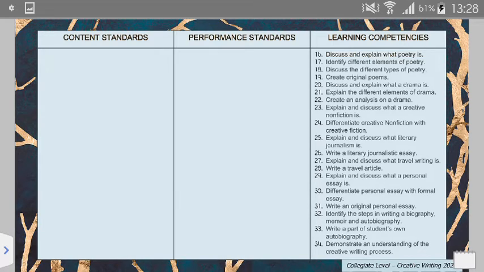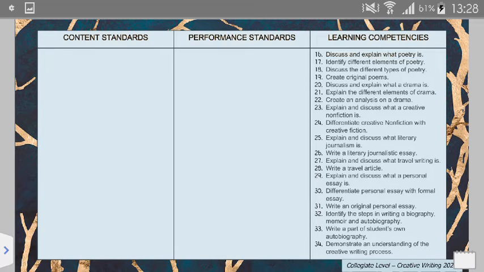The next lesson is drama. In our lesson, we will discuss what is drama and elements of drama. Our learning competencies will be: discuss and explain what a drama is, explain the different elements of drama, create an analysis on a drama. Our next lesson will be creative non-fiction. Our discussion will be what creative non-fiction is, and our learning competencies will be: explain and discuss what a creative non-fiction is, differentiate creative non-fiction from creative fiction.